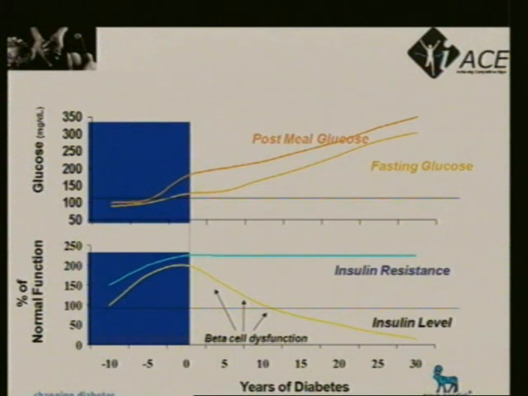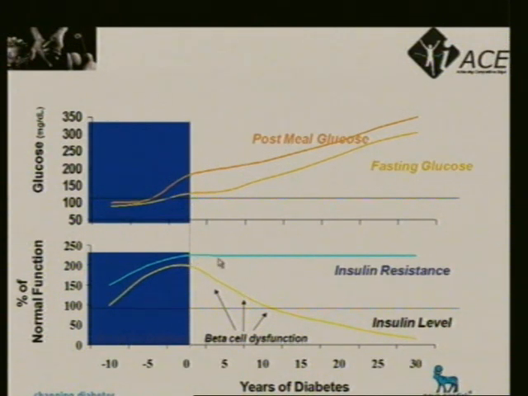Now, this slide demonstrates the natural history in the case of type 2 diabetes. As you can see in the lower panel of the slide, in the blue line is demonstrated the predominant role that insulin resistance plays in the pathogenesis of type 2 diabetes. And you can see that as the insulin secretion copes up, the patient does not develop diabetes. But when in the yellow line, we see the insulin levels or insulin secretion falling off, that is when clinical diabetes develops and post-meal glucose and fasting glucose start rising.